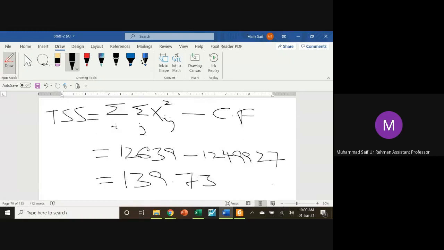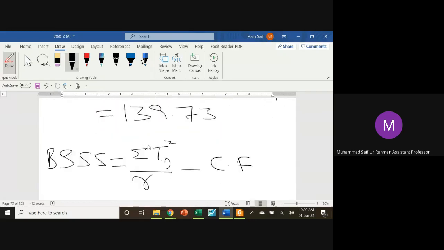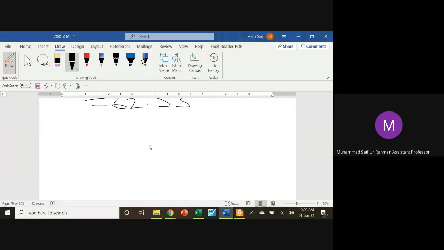And then there are employees. Okay, so between employees, you can write down E, or if you consider employees as blocks, you can write down between blocks sum of square. But it's upon you. You can use E or B notation. So I'm writing it down as E. Between employees sum of square means variation between those values that are for employees.